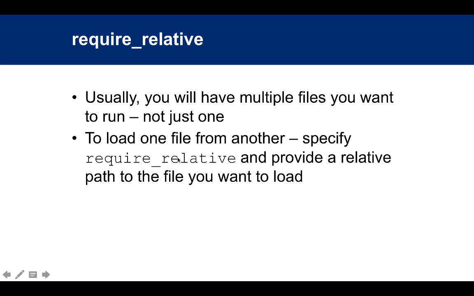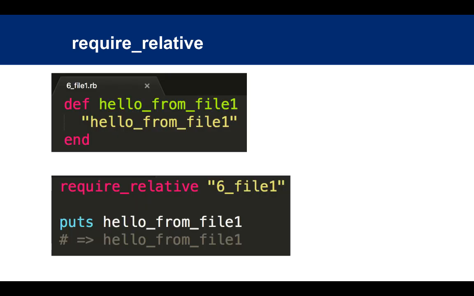So to load one file from another, you specify the require_relative, and you specify the path. So for example, you have a file called 6_file1.rb. In the same directory, you could say require_relative 6_file1, which is the name of this file. And you don't even have to specify .rb because it knows that you're trying to load a Ruby file. And then you could call a method from this other file by saying hello_from_file1.